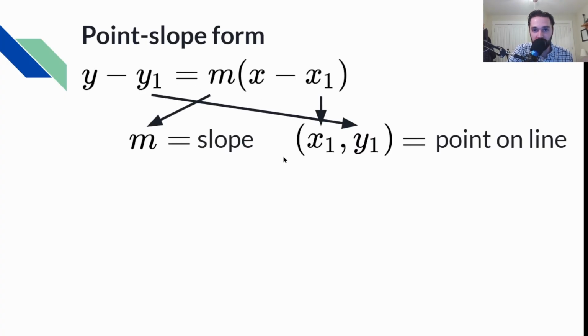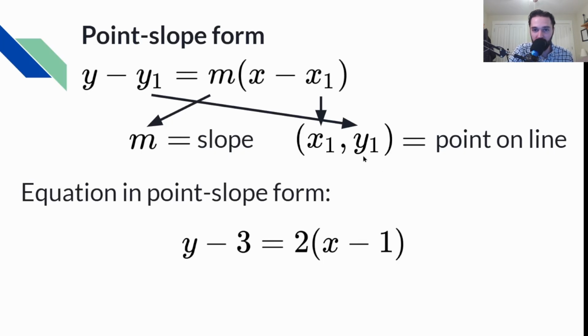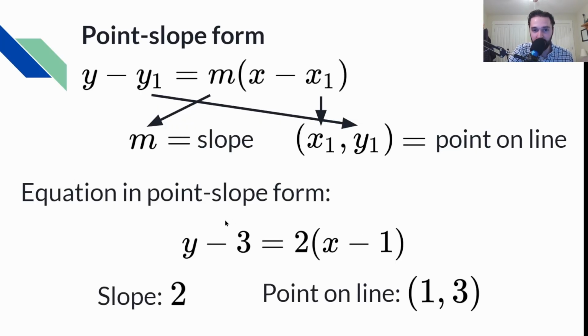Okay, let's hone in on these parameters. M is the slope again. Okay, and then x1 and y1 are the coordinates of a point on the line. Okay, so we have the slope of the line and we have a point. All right, here's an example of an equation in point-slope form. All right, we can just look at it and extract info.